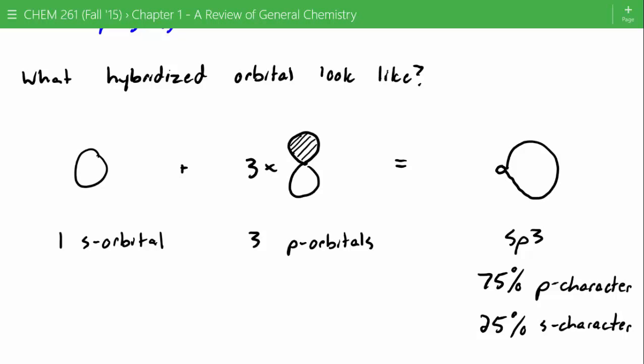And so in the case of an sp3 orbital, you take the s orbital, which is like a sphere, and you take three equivalents of a p orbital, mix them together, and you get this kind of oblong balloon shape coming out of it. So the question is, what does this look like in three-dimensional space? So let's try to represent it.